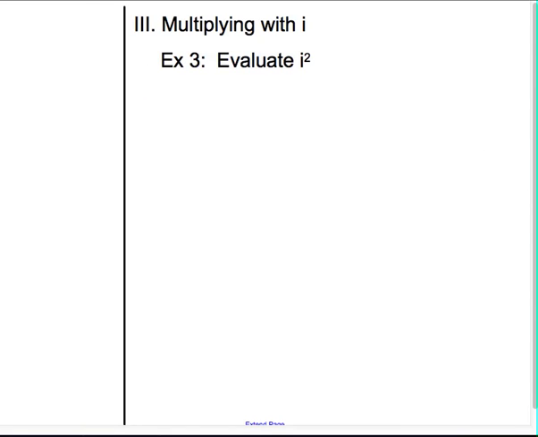In order to evaluate absolute value with our complex numbers, we need to understand what i squared ends up being. When I take i squared, remember squaring means multiply it by itself. So it's the same thing as i times i. Well, i is the square root of -1. So I have the square root of -1 times the square root of -1.